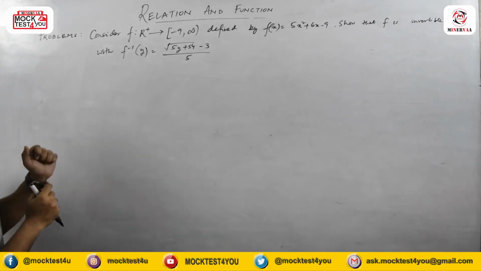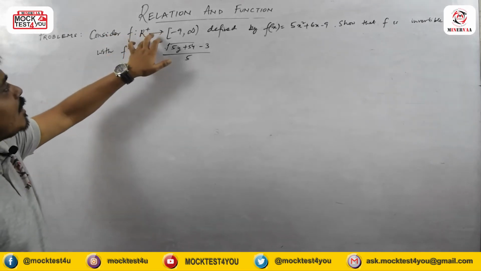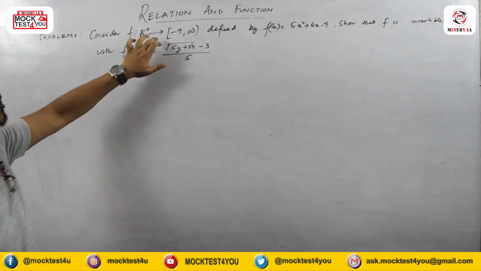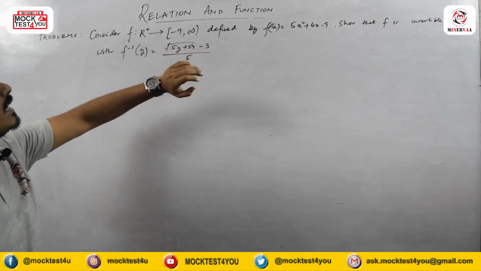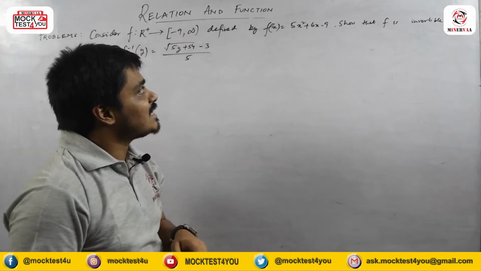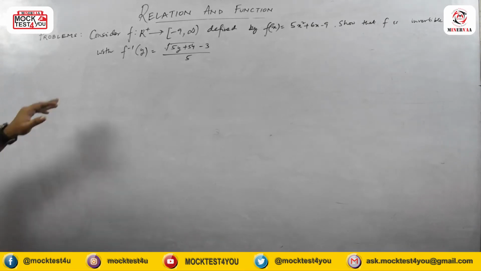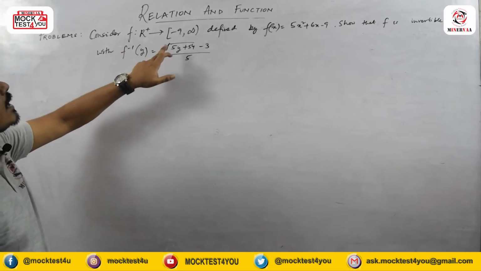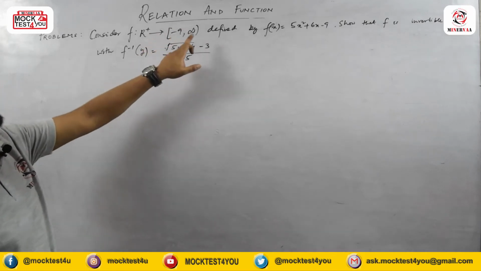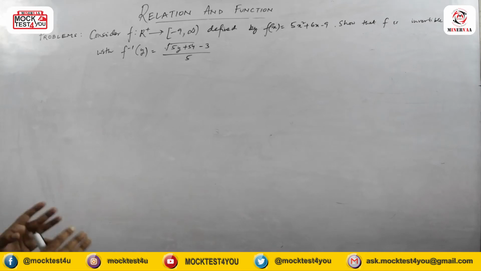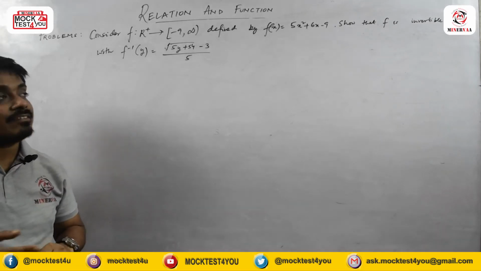So what we have in here is, consider f from R plus to minus 9 to infinity. So R plus means what? Positive real numbers. Defined by f(x) is equal to 5x square plus 6x minus 9. Show that f is invertible with f inverse of y is equal to this, which is what is given. So we need to prove that the function f(x) is invertible. Now how do we prove that a function is invertible?